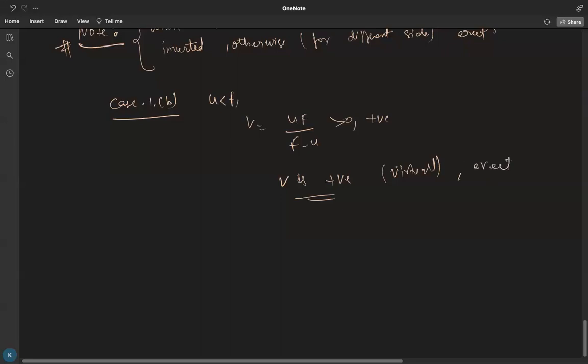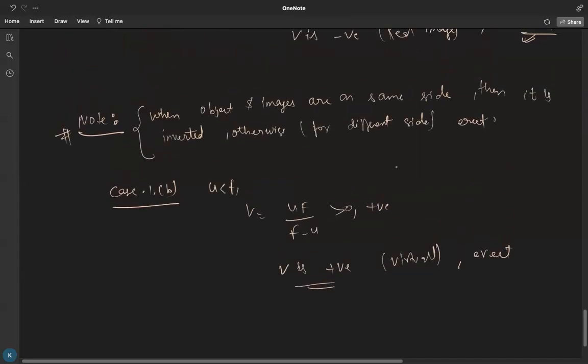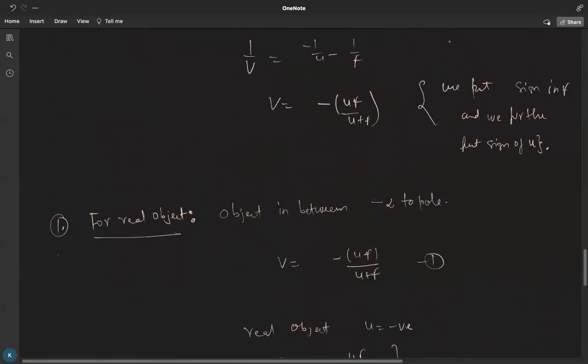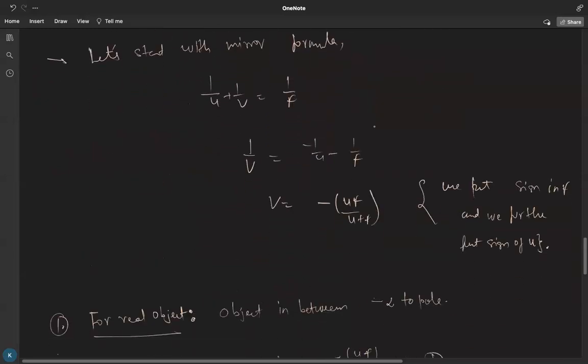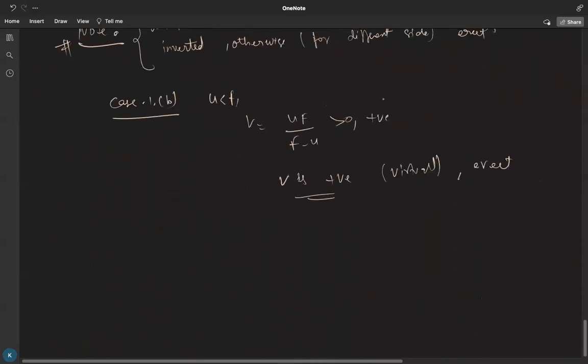Virtual it already is, because it is forming on the backward side, right? Because we get v as positive. So it is lying in the positive direction, so it is virtual because it is lying in the backward direction of the concave mirror. And since the object is in the frontal side and the image will be in the backward side, the object and image will be on two different sides of the mirror. So we get the image as erect. Okay, I hope it is clear to all of you.